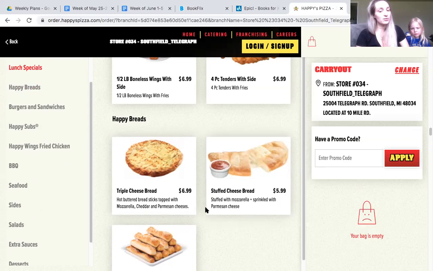I would eat either of these. These both look delicious and like things I would like to have to eat. This one looks the best to me. You think the stuffed cheese bread looks good? Yeah, friends, maybe take a look there and see which one looks the best to you.